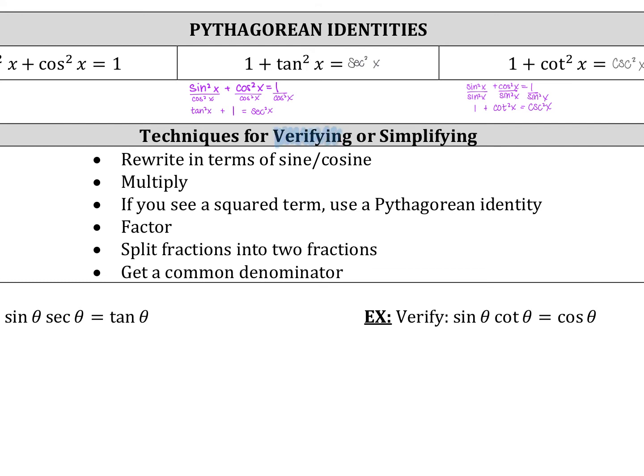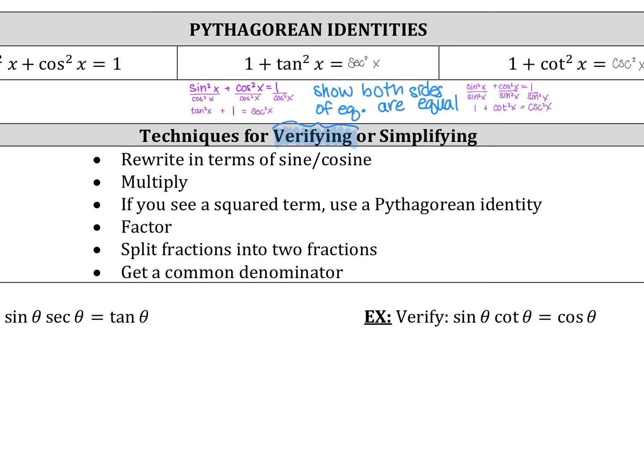So when we talk about verifying a trig identity, if I want to verify a trig identity, I'm going to verify this expression right here means we're going to show both sides of the equation are equal. To verify means we show one side is equal to the other side.